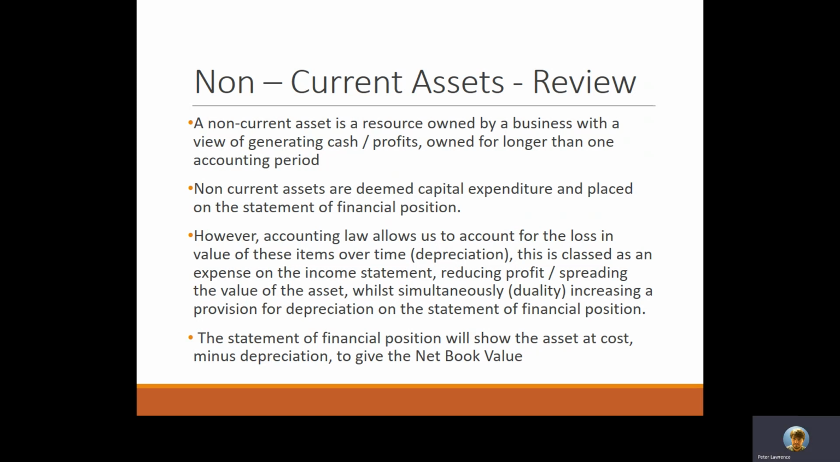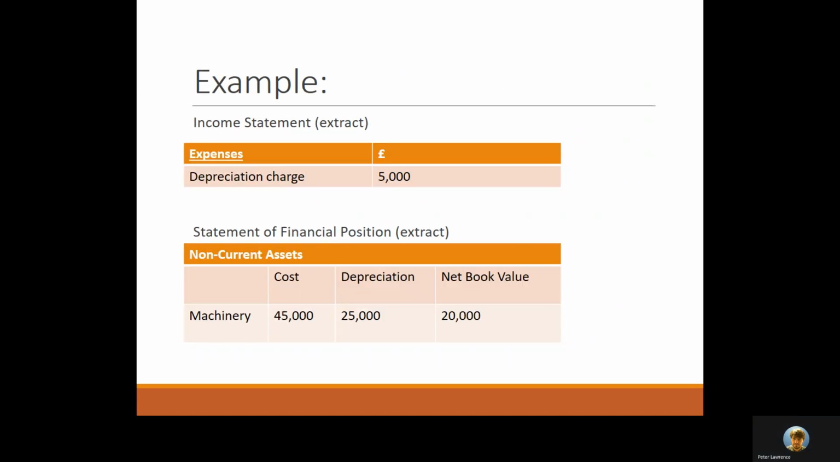Now remember that the statement of financial position is going to show the asset at cost minus depreciation to give us the net book value. If you can't remember what net book value is, go back to the previous PowerPoint and have a look at that. Alternatively, just this. So we've got depreciation shown as an expense on the income statement and our non-current assets on the statement of financial position. We can see we show them at cost minus depreciation to give us our net book value. Remembering that net book value is what we think the asset is currently worth.